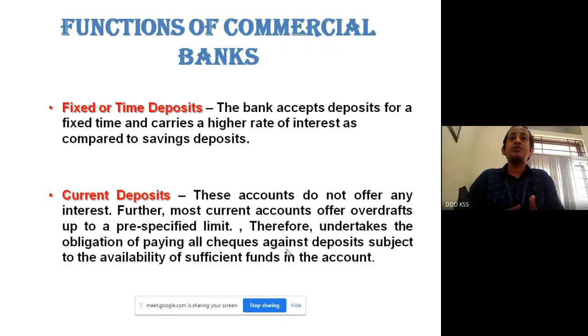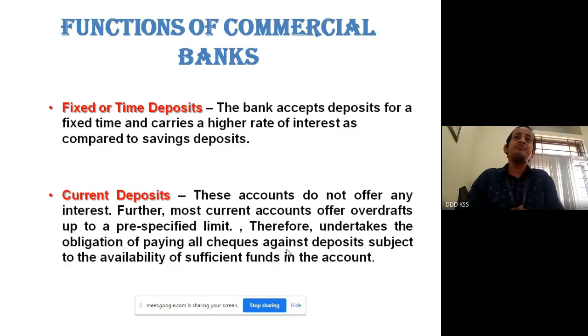Okay, see, current account, you have heard the name of current account. Current account is basically related to current deposits. In current accounts, overdraft offers are available up to a pre-specified limit. So this is within the primary functions of commercial banks, and this comes under the accepting deposit category. These are savings deposit, fixed and time deposit, and current deposit.